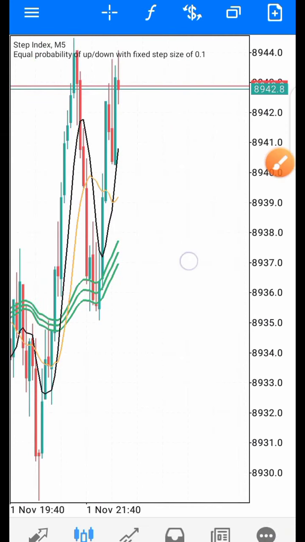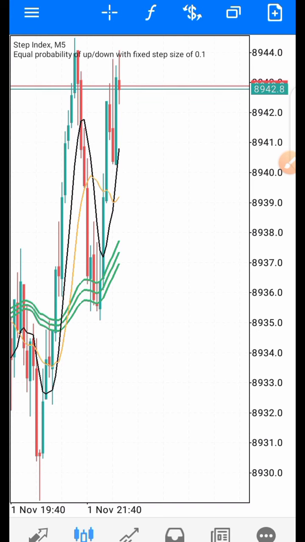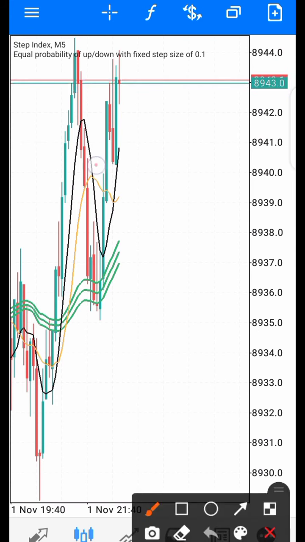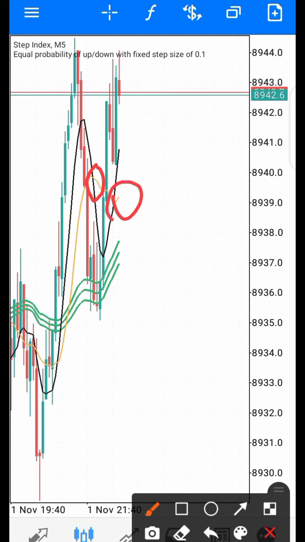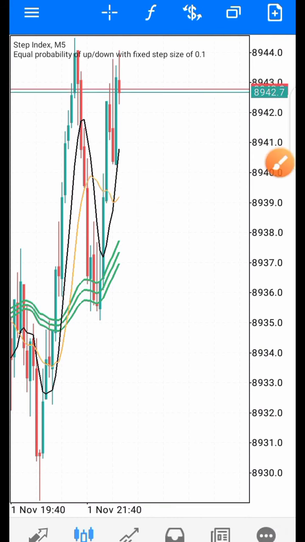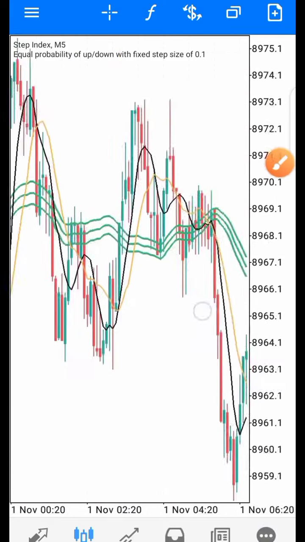Then you can see this fast and the slow EMA, which is the 7 and the 12. The 7 crosses the 12 here, and it crosses back here, which is where you can enter for a buy. At this spot, you will enter for a buy. You understand? And you will make your profit.